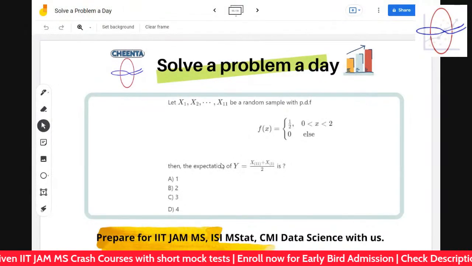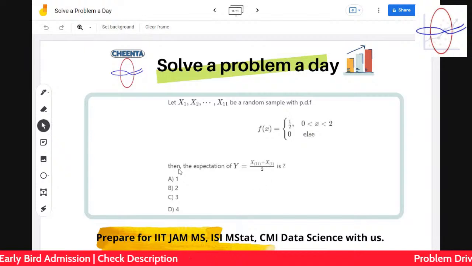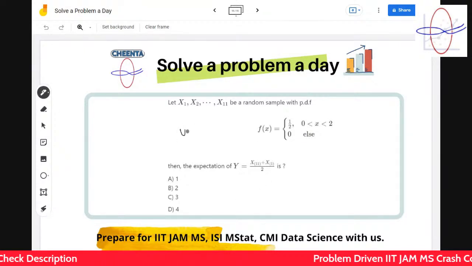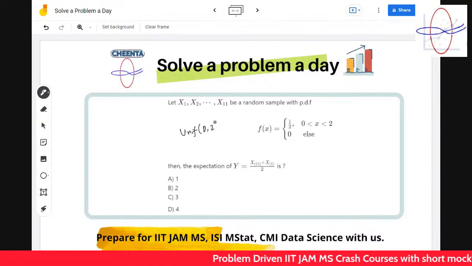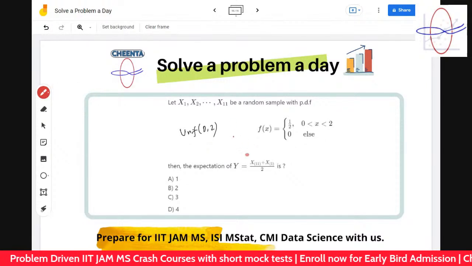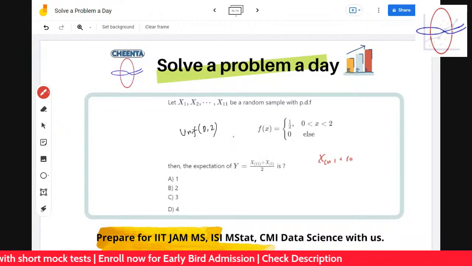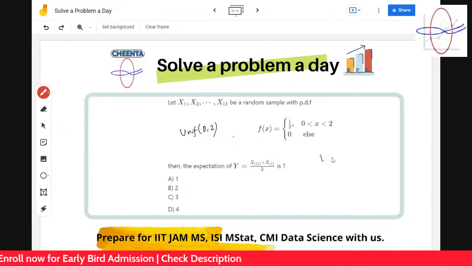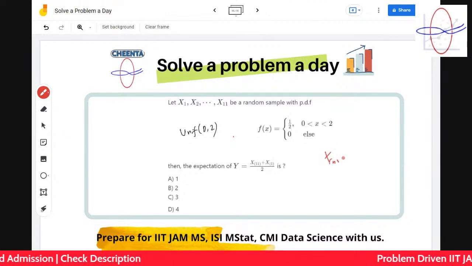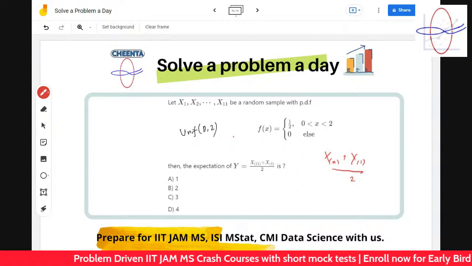If you observe, the problem says that a random sample of size n is taken from uniform 0, 2. This is the PDF of uniform 0, 2. It's asked to find the expectation of (X order n plus X order 1) by 2. So there's an interesting result here which we're going to show.